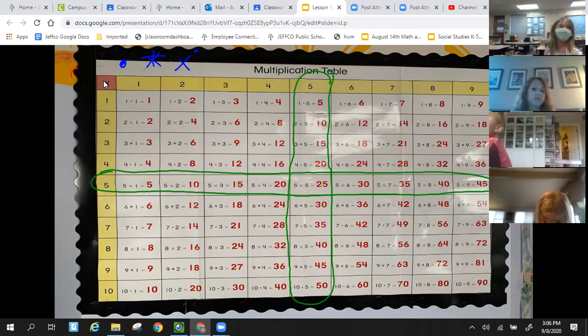All right, let's just try one. 4 times 5. Who thinks they can figure it out? 4 times 5. What is it? Try it with that strategy. 5. What'd you get? Excellent. Let's try another one.